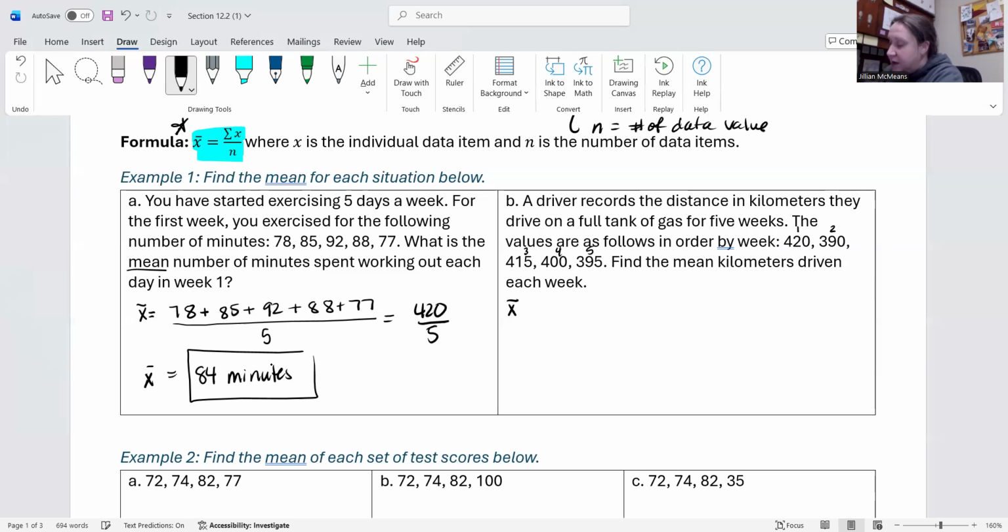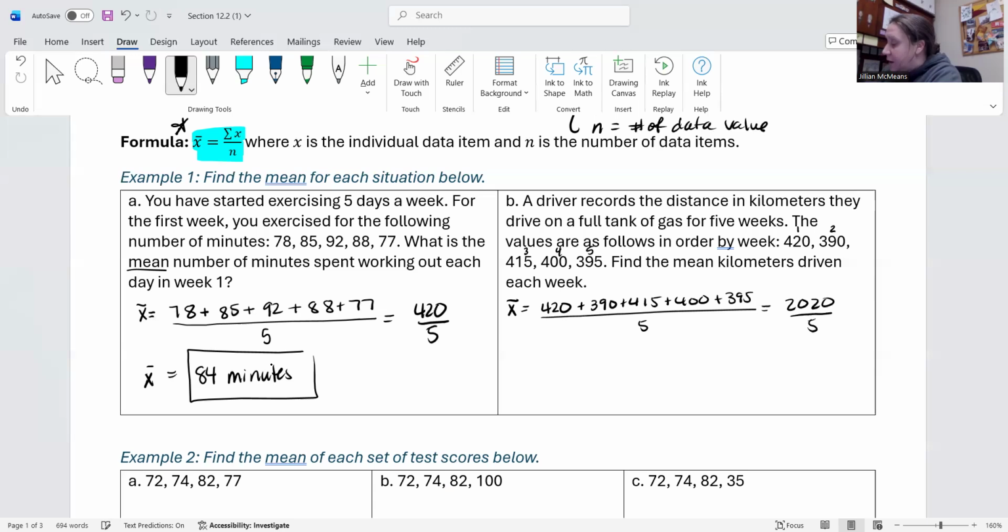Let's go ahead and find our mean. So we want to add up all of the different individual distances, the number of kilometers driven. And again, we have 5 data items, so we're going to divide by 5. So let's add up the numerator of this formula. 420 plus 390 plus 415 plus 400 plus 395. I get 2020.